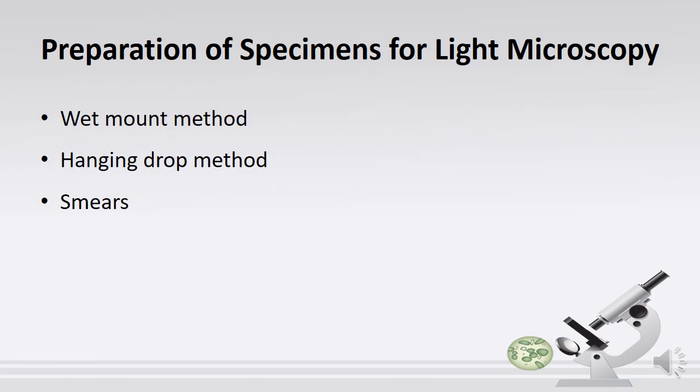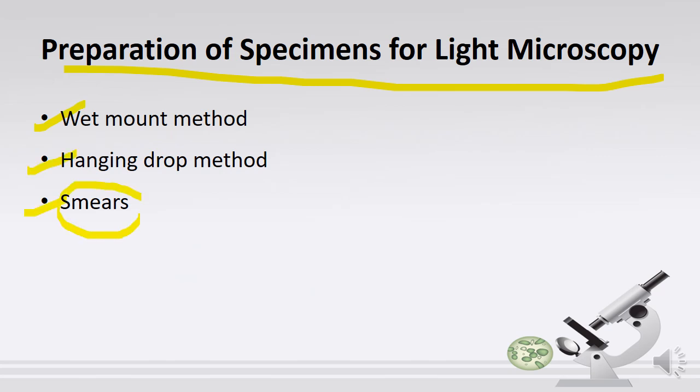Okay, the following lectures will be on the preparation of specimens for light microscopy. There are three ways you can prepare specimens for light microscopy: the wet mount method, the hanging drop method, and smears. Smears are quite relevant for your practical one.